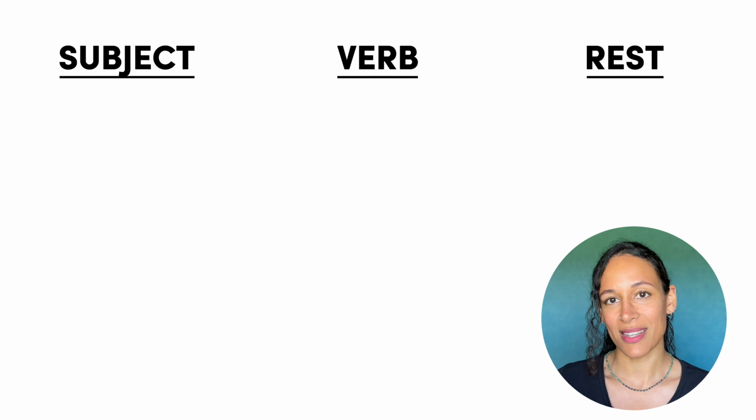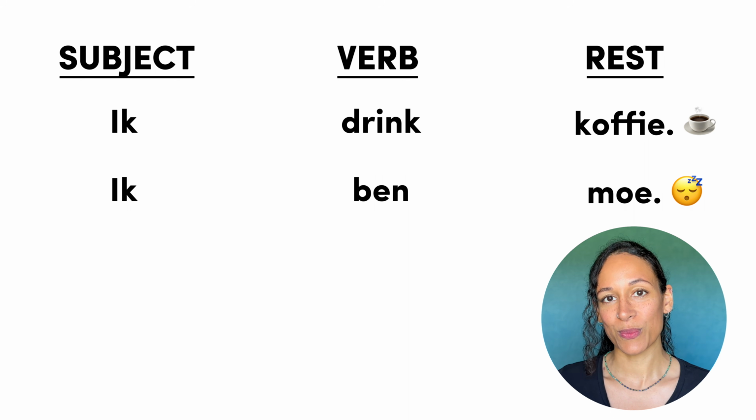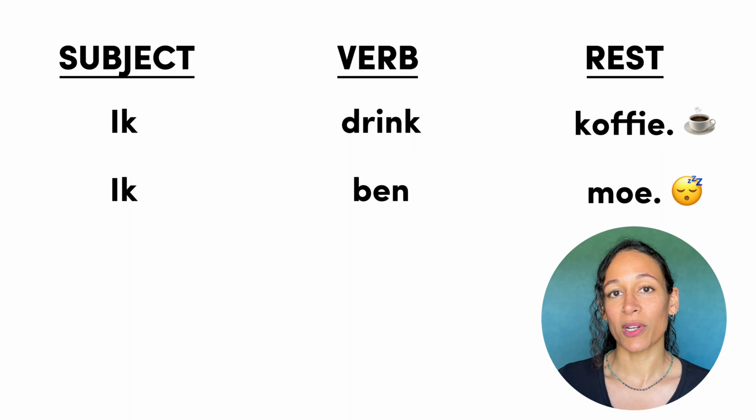The good news is that at A2, you only need to be able to produce simple sentences. More specifically, they are checking whether you can produce subject, verb, rest sentences. For example, ik drink koffie. Ik ben moe. As long as your subject and verb are clearly connected and in the right order, your sentence will generally be accepted, even if the rest isn't perfect.